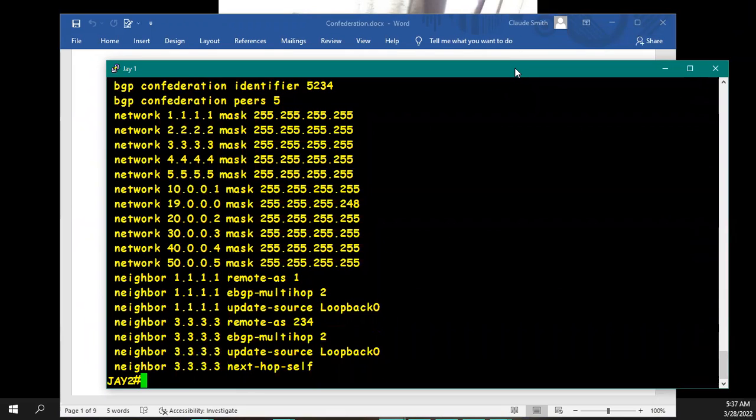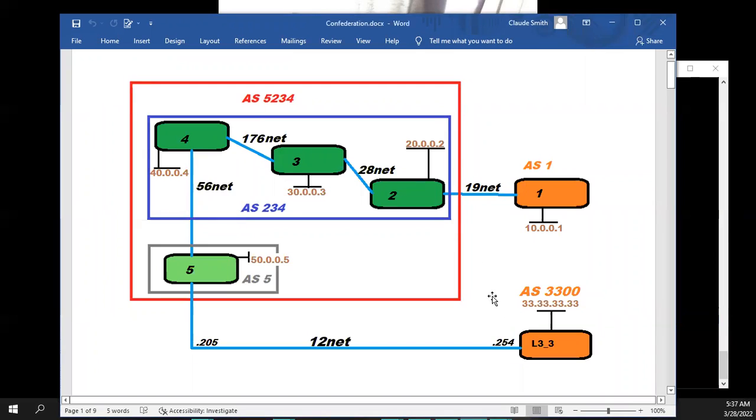Confederations, you still inherit a lot of the problems when it comes to IBGP speakers. So for example, let me bring up my annotation here. Let me see what's a good color. I'll go red, no problem.